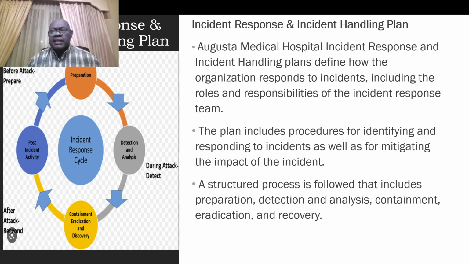The hospital incident response and incident handling plan define how the organization responds to incidents, including roles and responsibilities of the incident response team. The plan includes procedures for identifying and responding to incidents as well as for mitigating the impact of the incident. A structured process is followed that includes preparation, detection, analysis, containment, eradication, and recovery.